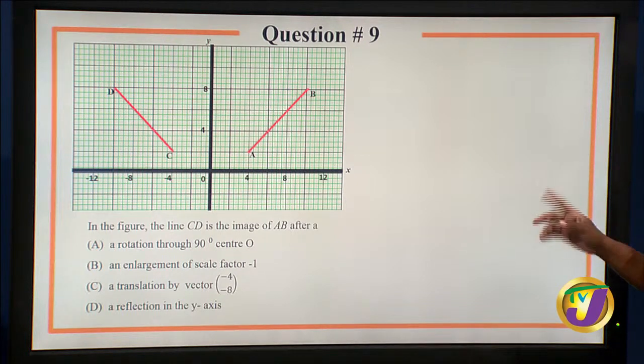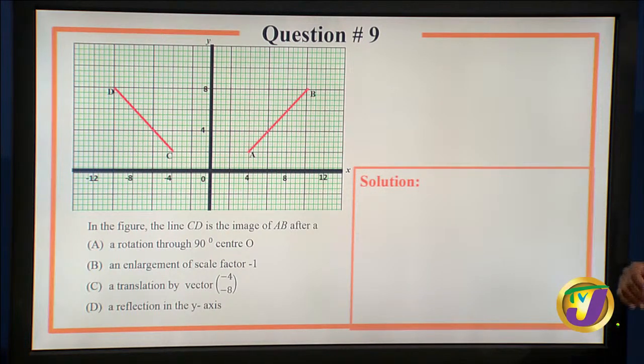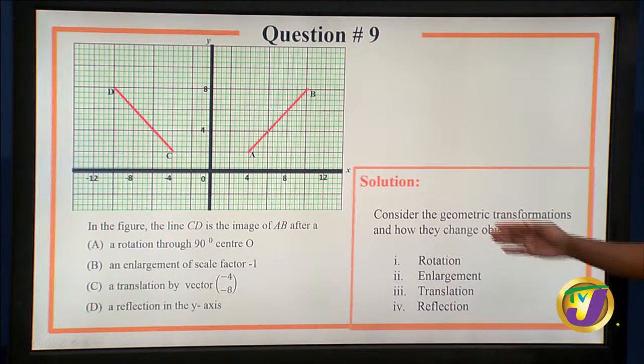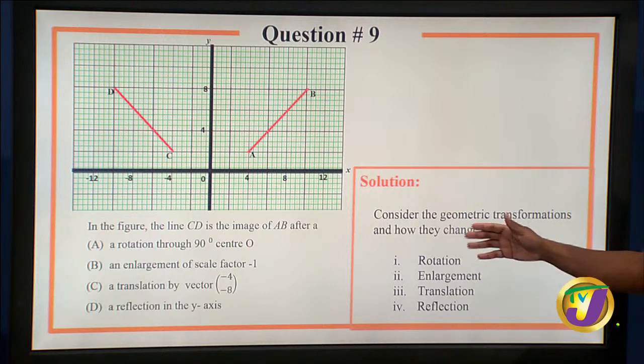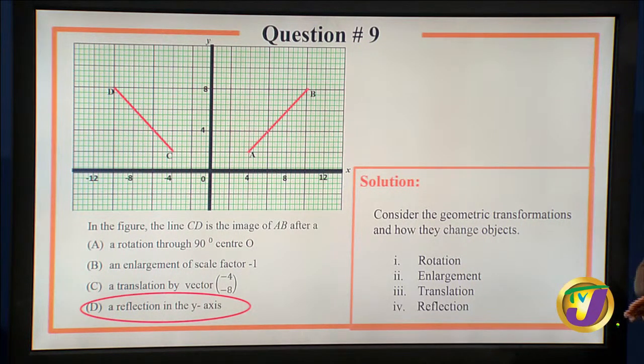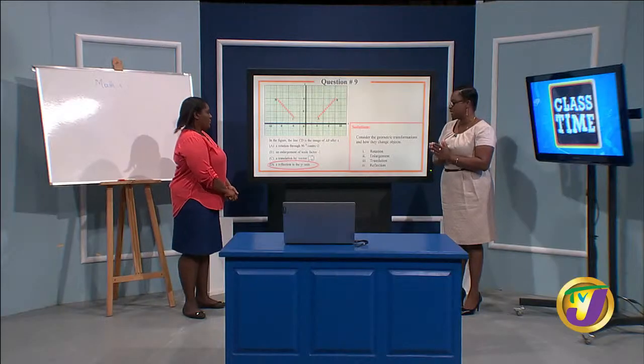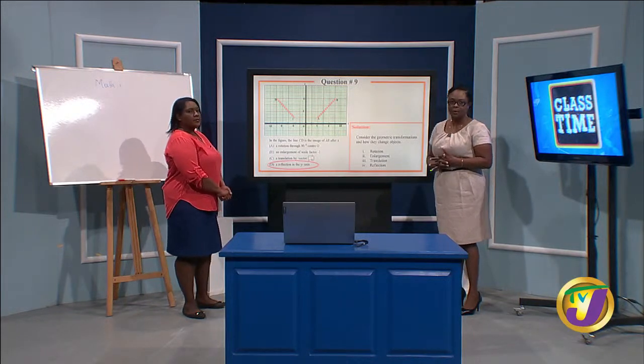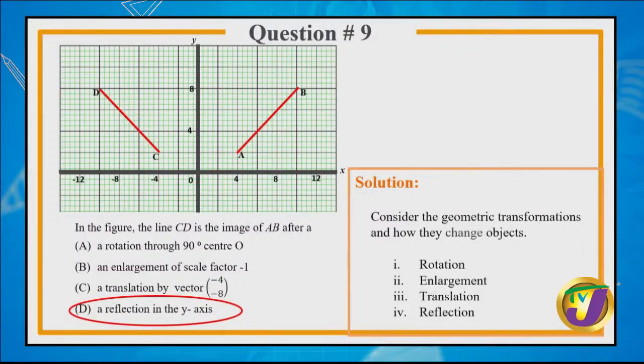Based on all of what we would have looked at, I'm seeing that D, of course, would have been the answer, because we would have gone through identifying and speaking about the different transformations. And of course, we see that what we have there is a reflection in the y-axis, which means the answer would have been D. Okay, we are okay with that.